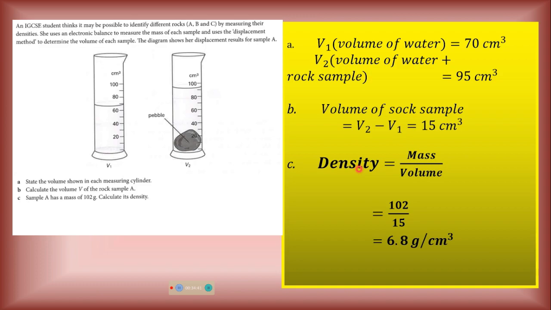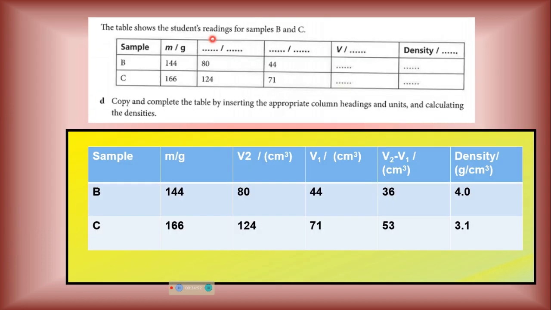And density we know is mass divided by volume. Mass is given, the rock sample A has a mass of 102 grams. So density is equal to 6.8 gram per centimeter cube. The table shows the student readings for samples B and C. So copy and complete the table by inserting the appropriate column.